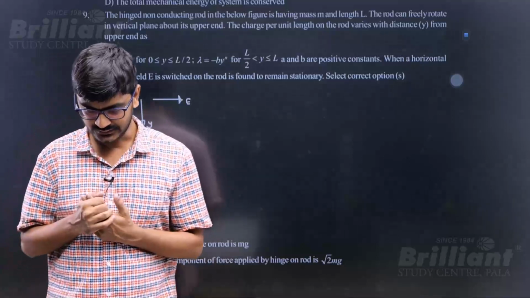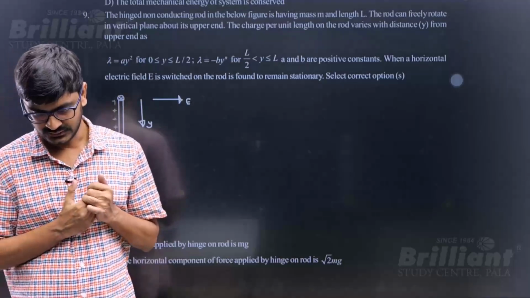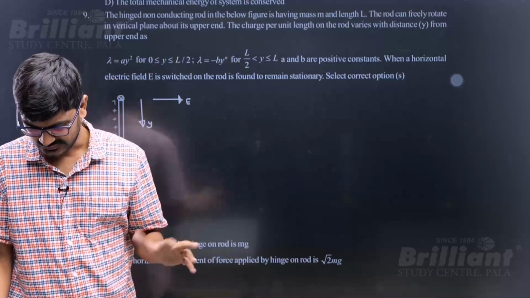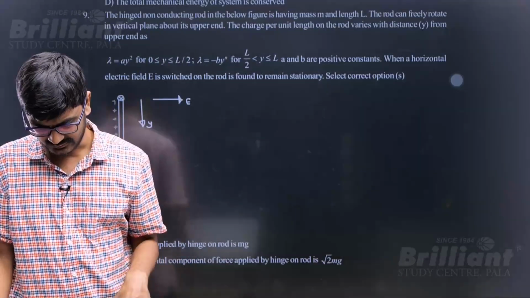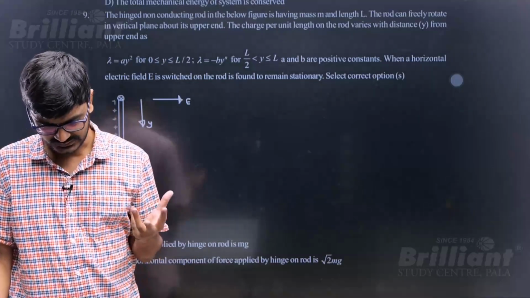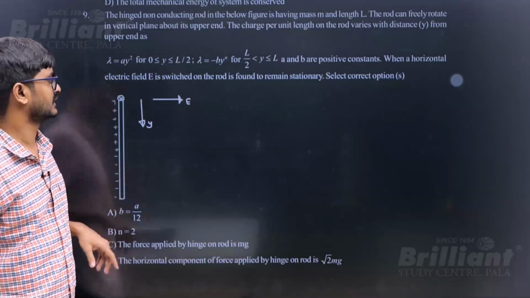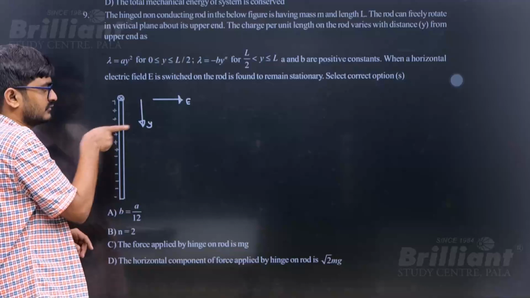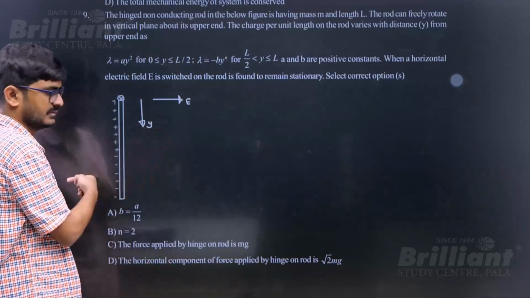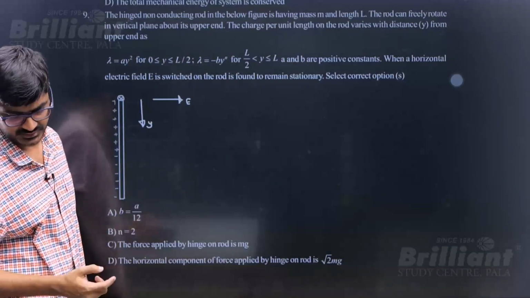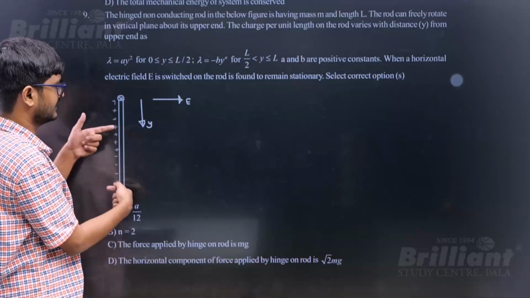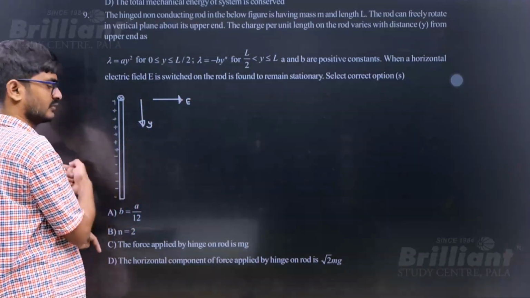Next question goes like this: the hinged non-conducting rod is shown below. The rod can freely rotate in a vertical plane about the upper end. The charge per unit length of the rod varies. For half of it there is positive charge, for half of it negative charge. If there is an electric field, on the positive charge the force will be in this direction, on the negative charge the force will be in this direction. But they said it is in equilibrium, so this will try to rotate it in this direction, and this will try to rotate it in this direction.